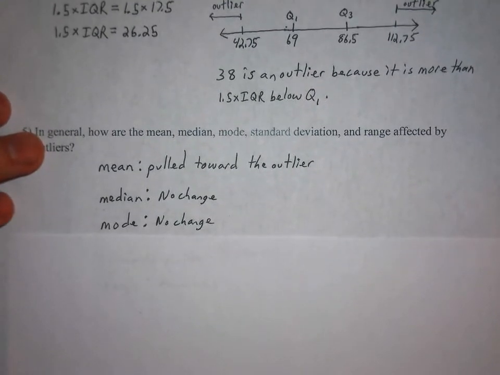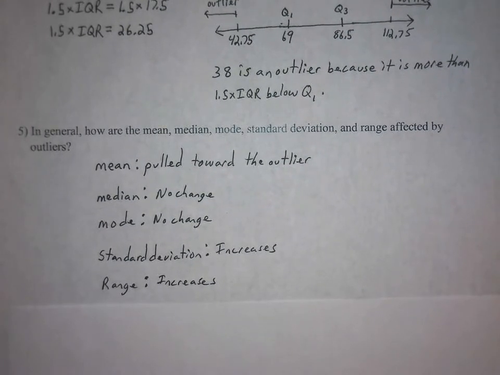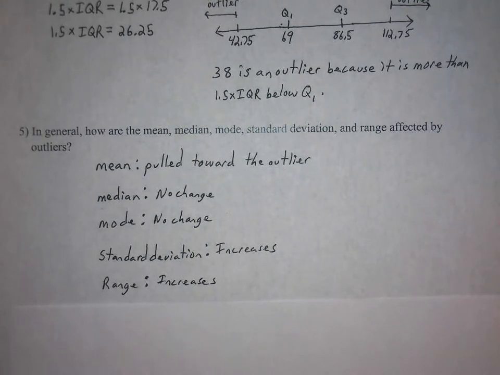Okay, and then as far as the standard deviation and range, remember those measure how spread out the data is. So if you have outliers, that's going to increase both of those. The standard deviation and the range will go up. It doesn't matter whether the outlier is on the lower end or the higher end. Remember, standard deviation is the average distance from the mean. So that average distance will increase whether the outlier is on the low end or the high end. Okay, so that was measures of variation.